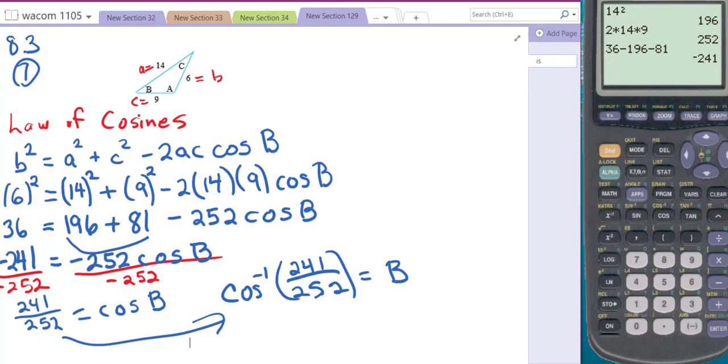All right, so I'll clear. So I have second cosine inverse 241 divided by 252, close, enter. All right, so I have 16.99. This is going to be angle B.